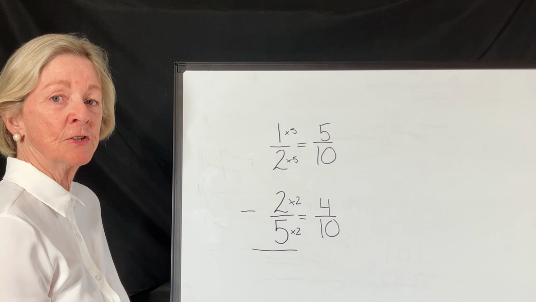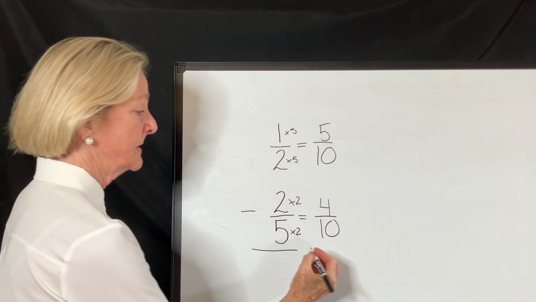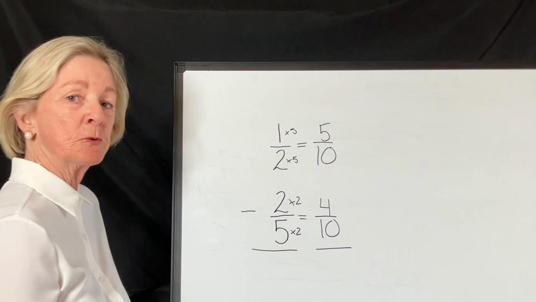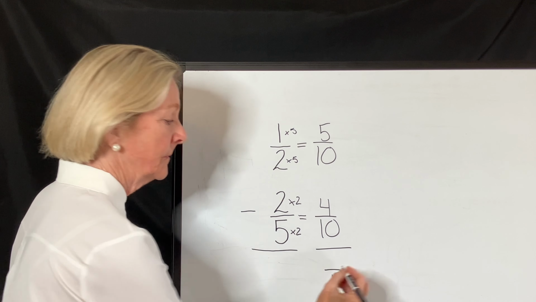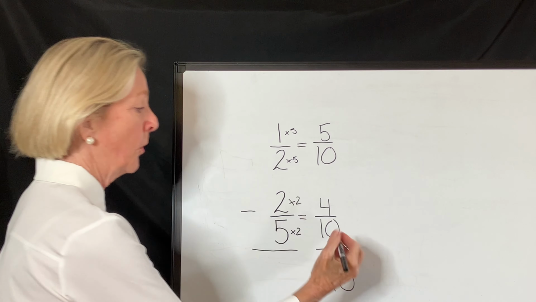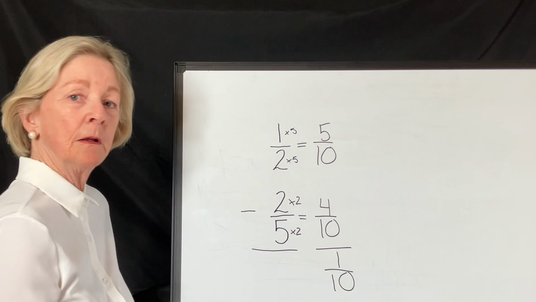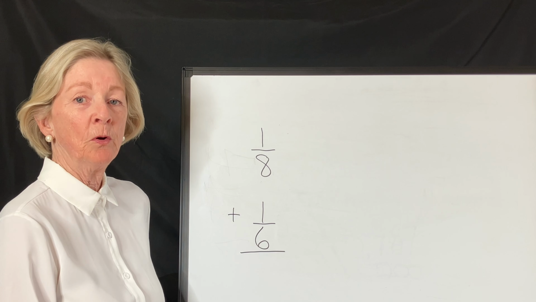Now that we have fractions with the same denominator, we can either add or subtract. In this instance, we're going to subtract. Our denominator is going to stay the same. We subtract the numerators. 5 minus 4 equals 1. Our answer is 1/10. Here's another example.